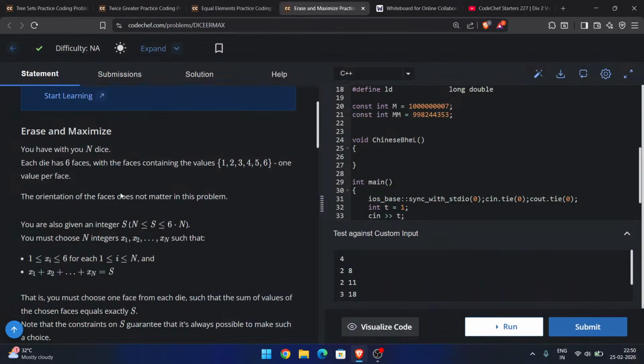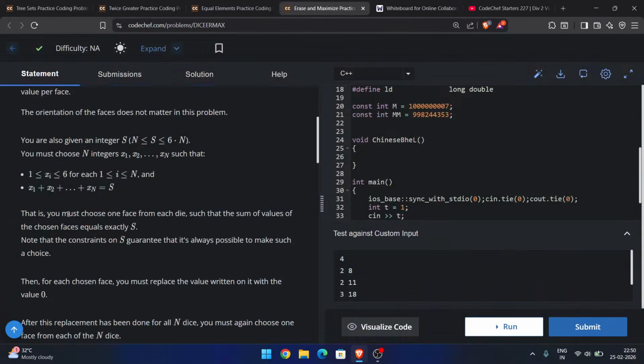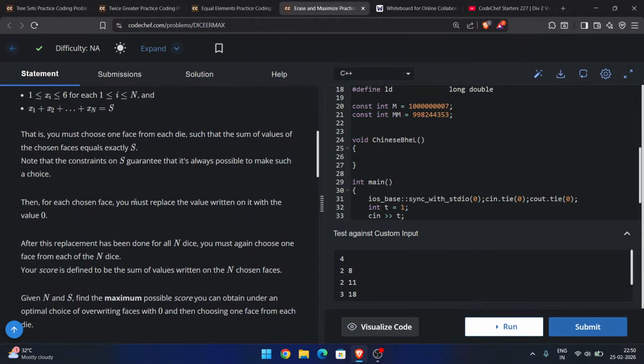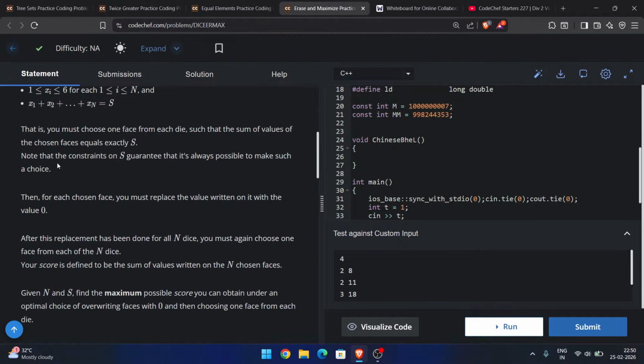Okay, so what was the question? You must choose one face from each dice such that the sum of values of the chosen faces equals exactly S. Note that the constraints on S are such that it is always possible to make such a choice.